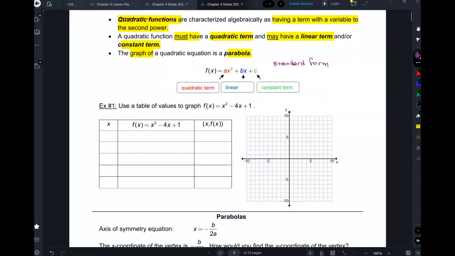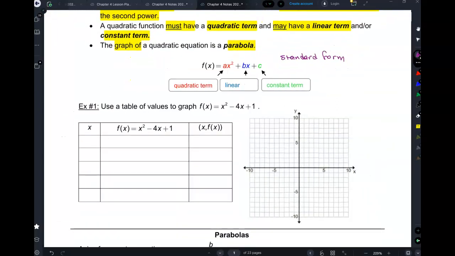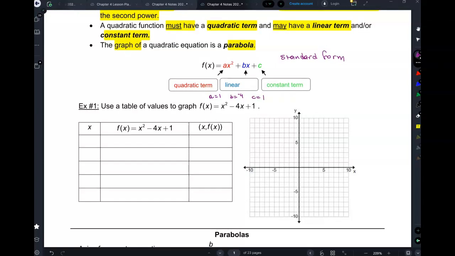So for example, take a look at this function right underneath. What would the coefficient a equal in here? Not x squared, it's the number in front of it, so it would be what? 1. If there's nothing there, it's a 1. What would b equal? -4. And what would c equal? 1. Okay, so now we're going to graph this.